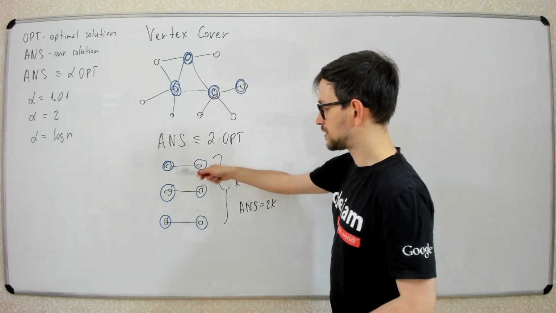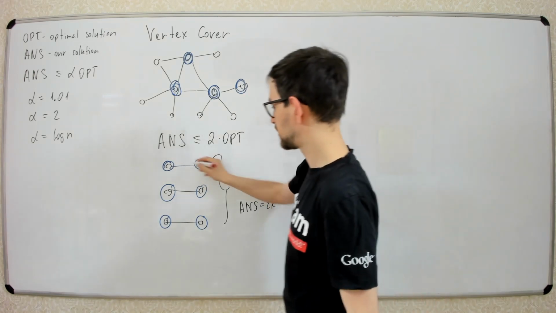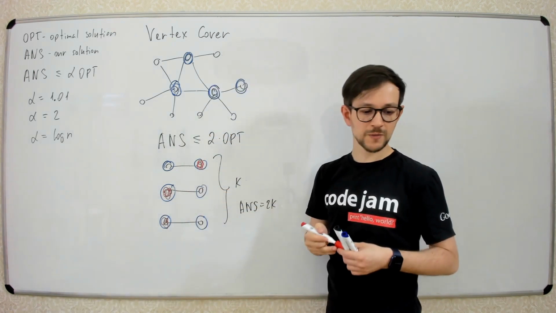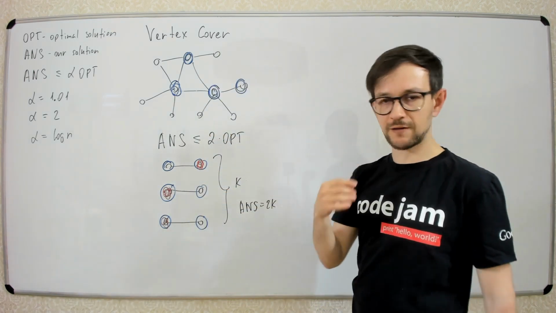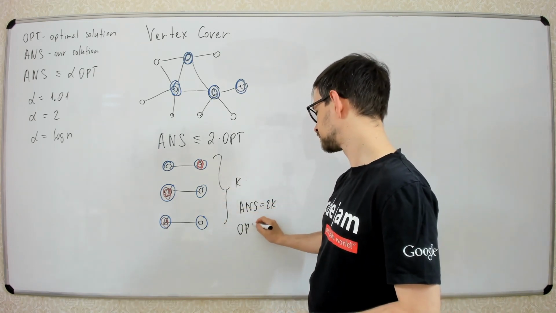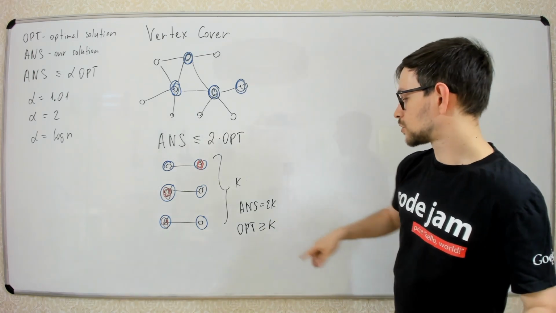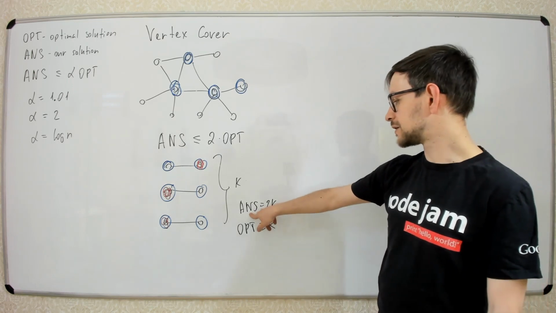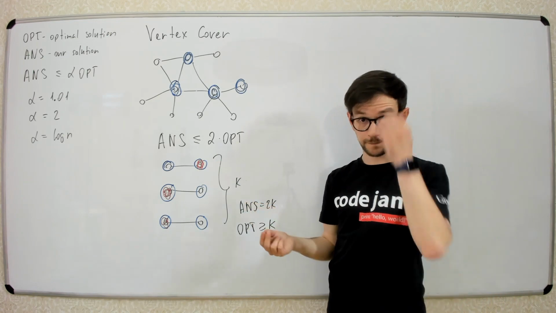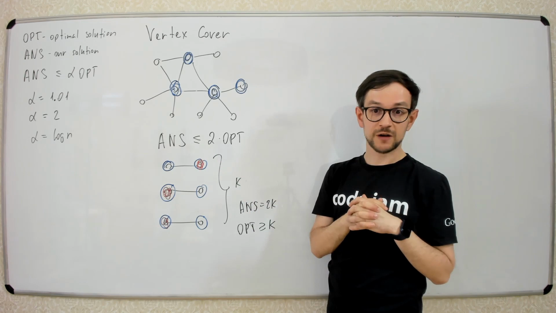For each of these edges, at least one of its ends must be in the optimal vertex cover. So at least one of these ends is, so this red is the optimal vertex cover. In the optimal vertex cover, there must be at least k nodes. So the optimal answer is at least k, and our answer is 2k. It means that our answer is at most twice worse than the optimal answer. That's how we build the 2-approximation algorithm for the vertex cover problem.